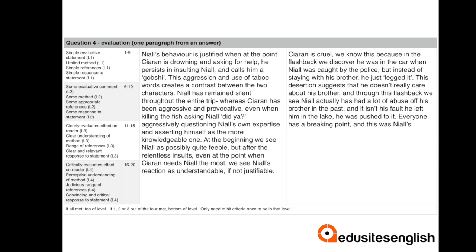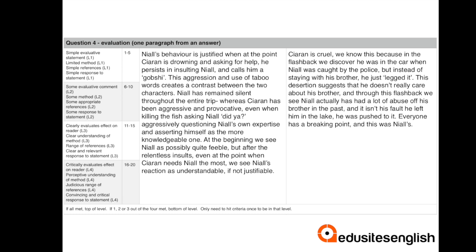aggressively, questioning Niall's own expertise and asserting himself as the more knowledgeable one. At the beginning, we see Niall as possibly quite feeble, but after the relentless insults, even at the point when Kieran needs Niall the most, we see Niall's reaction as understandable, if not justifiable. And then the second response, Kieran is cruel. We know this because in the flashback we discover he was in the car when Niall was caught by the police, but instead of staying with his brother, he just legged it.